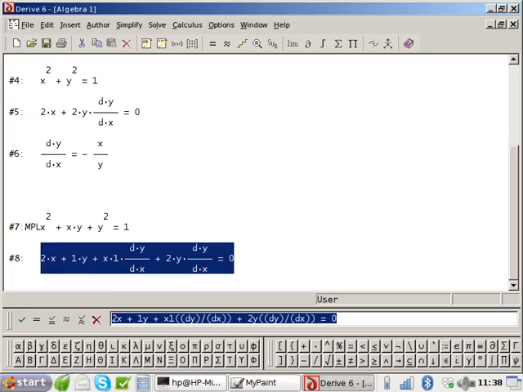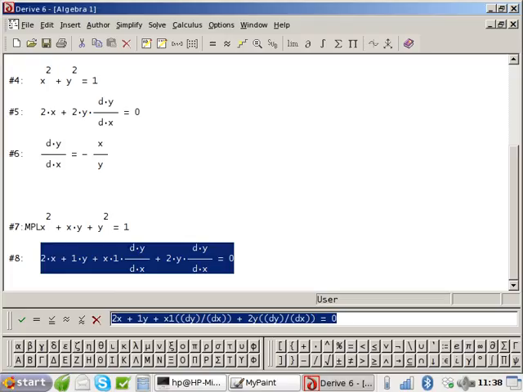So this is what equation you should have. You should have 2x plus 1y plus 1x dy dx plus 2y dy dx equals 0. Some of you got this, maybe? No? I think the trick was the product rule. Maybe some people didn't see that.